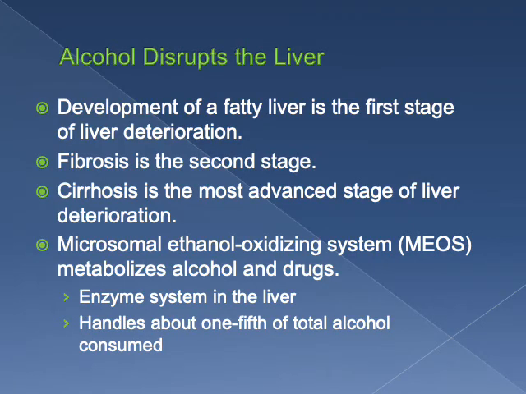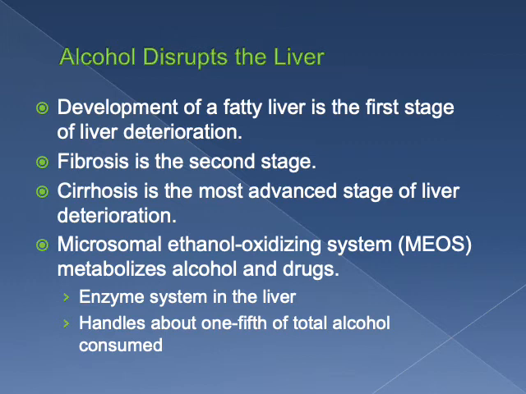Fatty liver is therefore the first stage of liver deterioration or liver disease. The second stage is called fibrosis, and that's a scarring of the liver. And both of these stages are considered reversible should the person stop drinking or greatly minimize their alcohol consumption. Cirrhosis is the third stage and is the most advanced stage of liver disease and is considered irreversible once it occurs, and it can lead to further complications such as liver cancer.